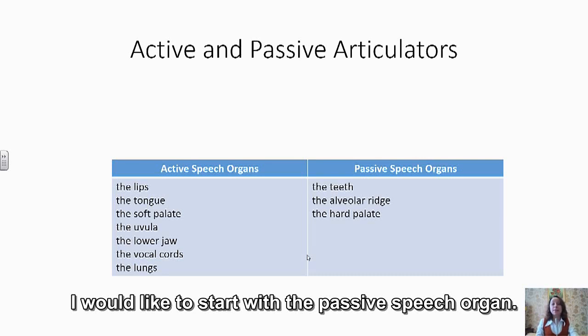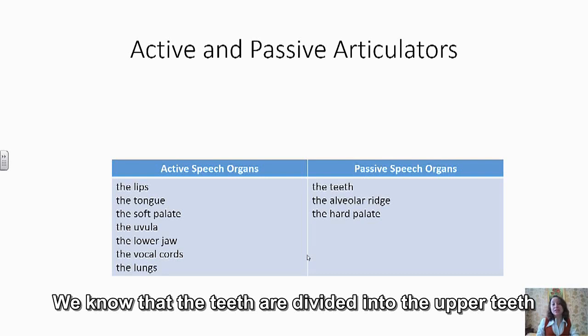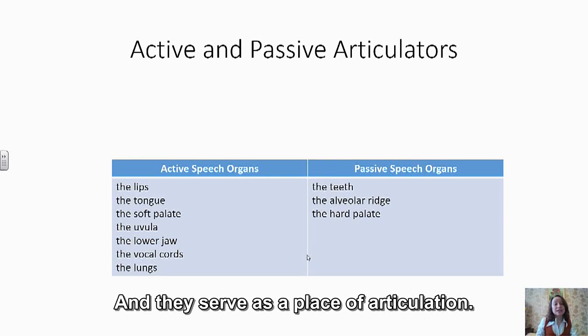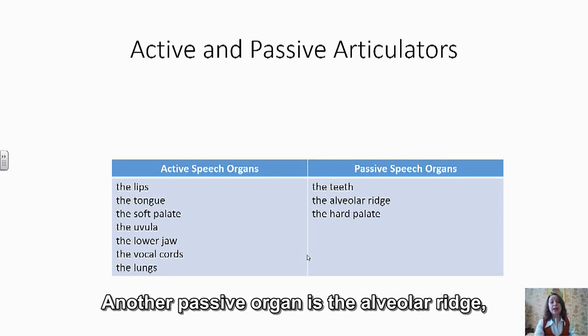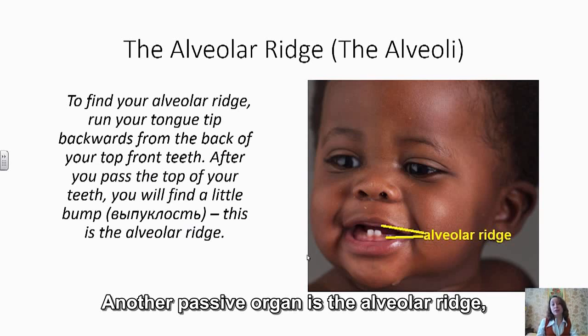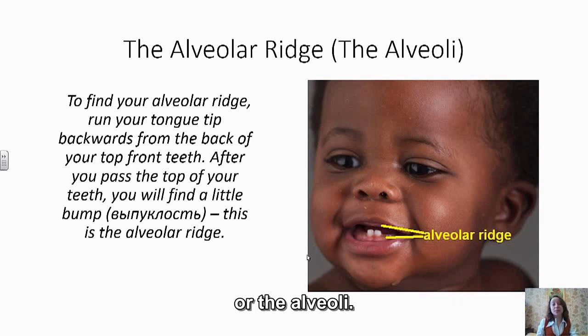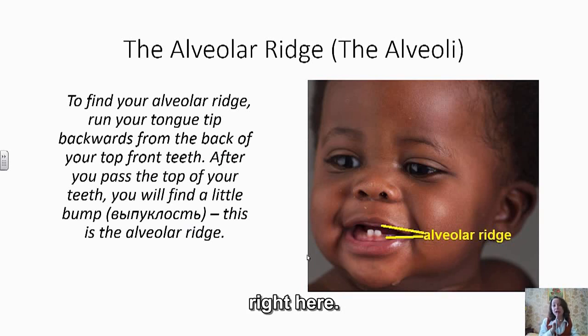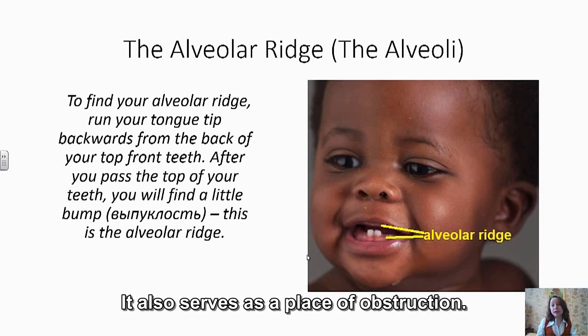I would like to start with the passive speech organs. We know that the teeth are divided into the upper teeth and the lower teeth. They are fixed, they are bones, and they serve as a place of articulation. Another passive organ is the alveolar ridge, or the alveoli. It is a bump located behind the upper teeth, right here. It also serves as a place of articulation.